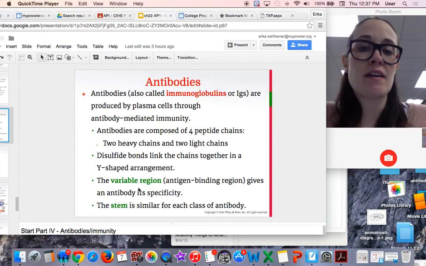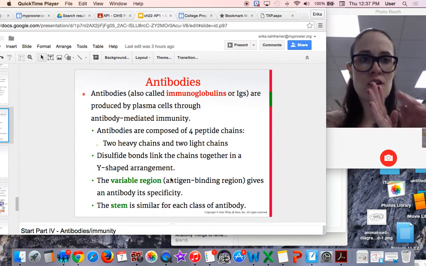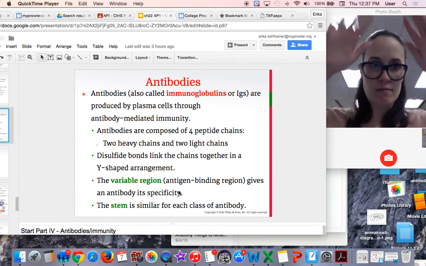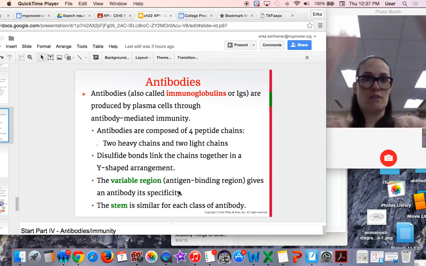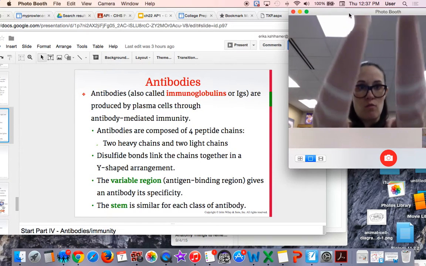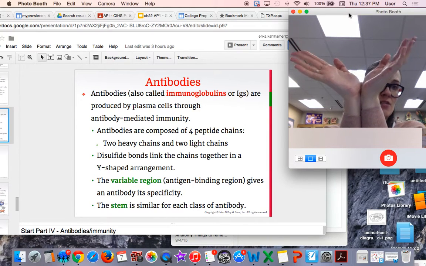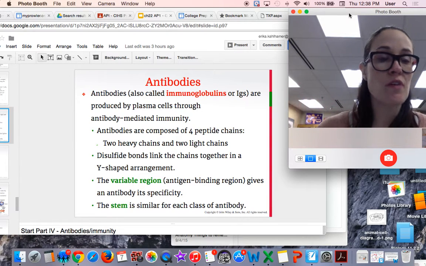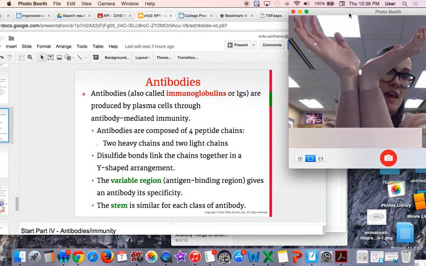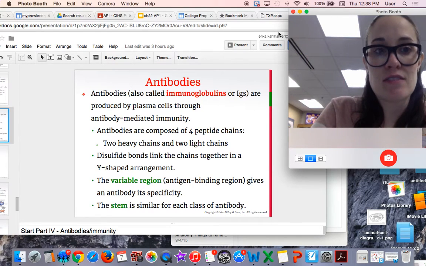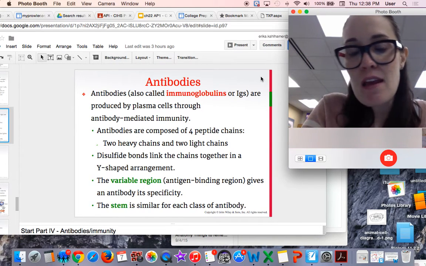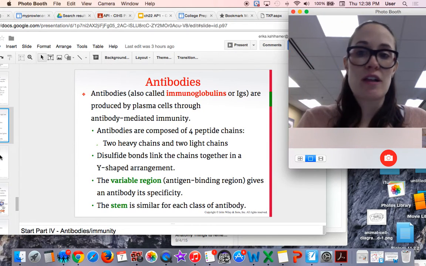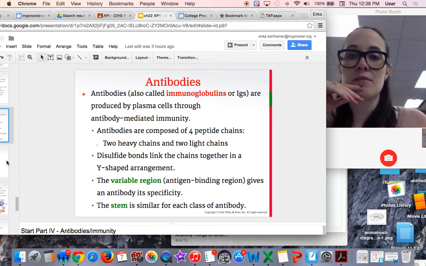Part of the antibody is variable, meaning it can change from specific antibody to specific antibody. That variable region, if you're thinking of a Y, right? Can you see my Y here? The variable regions would be the very tip, also called the antigen binding site. That's where the antigens bind, and that gives it its specificity. And the stem, or the rest of the antibody, is specific for each class because there are 5 different classes that we're going to talk about.